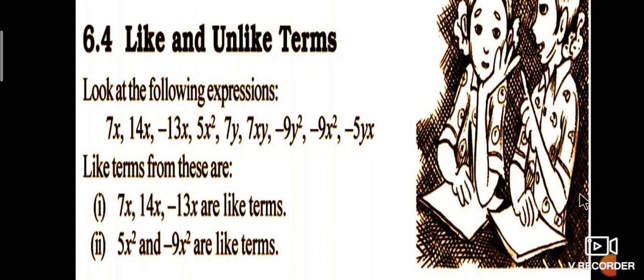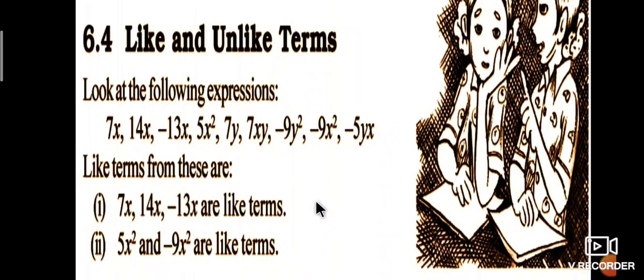The next one is very important, students: like and unlike terms. Look at the following expressions: 7x, 14x, minus 13x, 5x square, 7y, 7xy, minus 9y square, minus 9x square, minus 5xy. Observe, these are all terms. Here we classify like terms. 7x, 14x, minus 13x are like terms. Similarly, 5x square and minus 9x square are like terms.